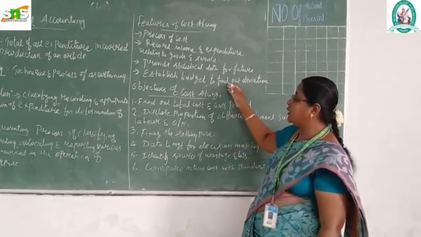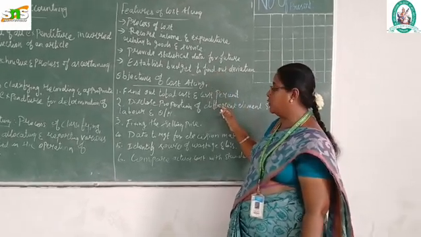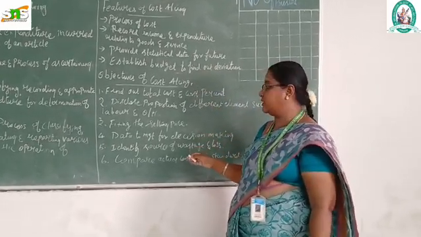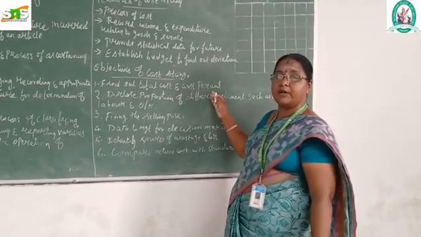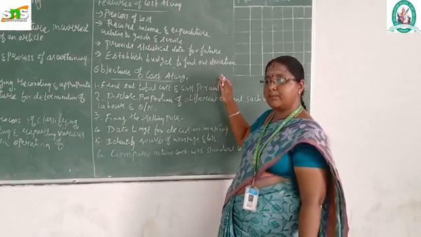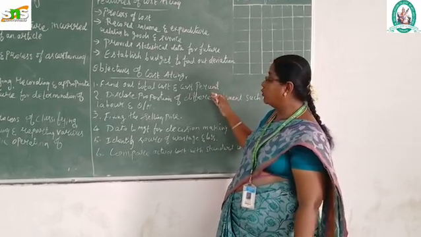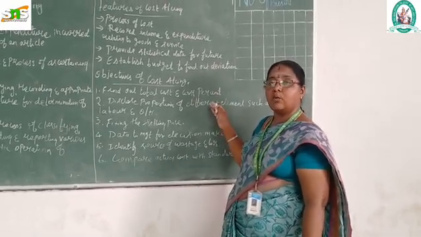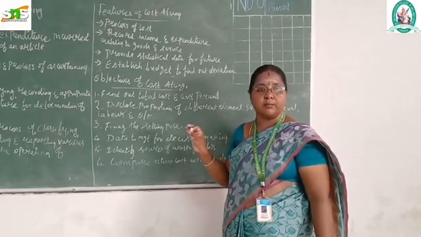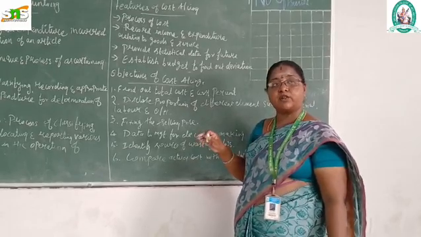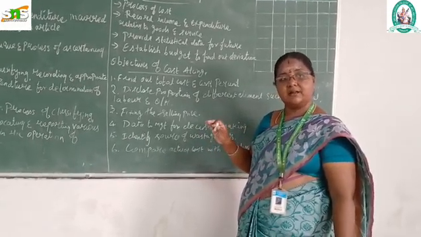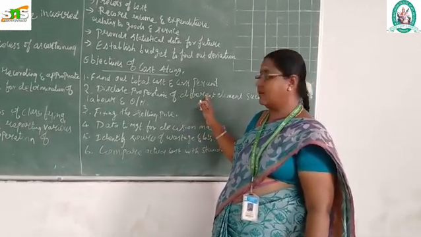The next one, we are going to see the objectives of cost accounting. We have 6 different objectives. The first one is to find out the total cost and cost per unit. After fixing the product price, we are going to fix the total cost and the per unit cost of a particular product. Here total cost means the cost for the total product. Based on that, the per unit cost will be segregated.